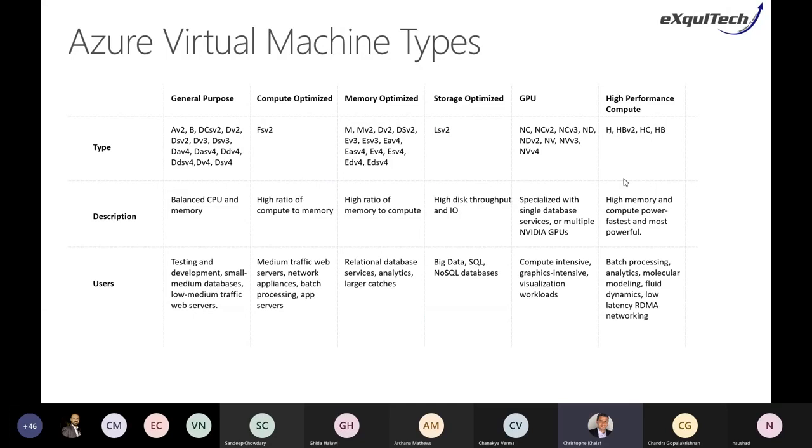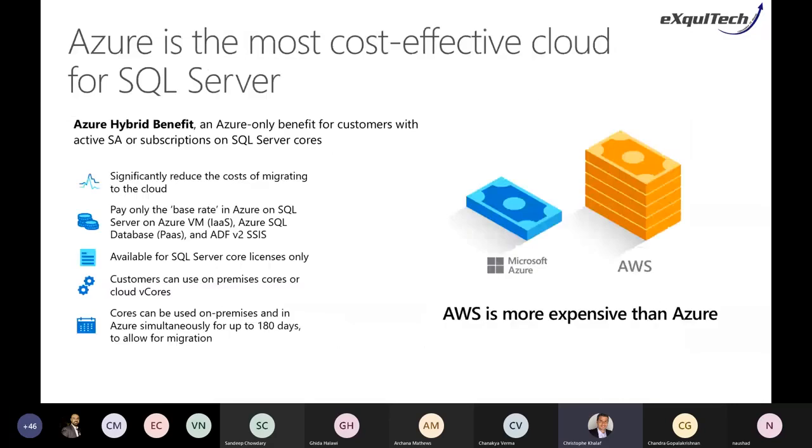You can see here A, D, DS, E, H, HB. So all of those series are used for a specific service that will be hosted on Azure. And here we can help you and support you to also identify which Azure type will be more suitable for your environment.